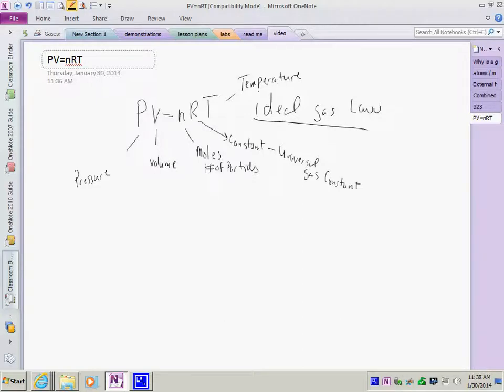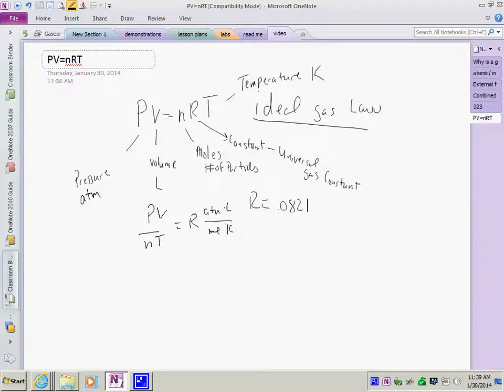Universal gas law constant. This is a number that mathematically links everything else together. So if we're using pressure in atmospheres, volume in liters, moles as moles, and temperature in Kelvin, then the value of R is going to be 0.0821. That is what R equals. If you resolve this equation, it would be PV over nT equals R, and the units on R would be atmospheres, liters over moles and Kelvin. Right?